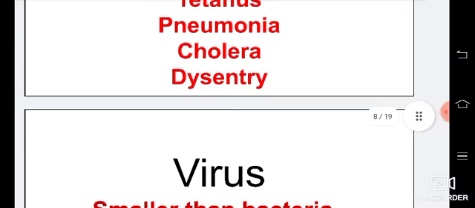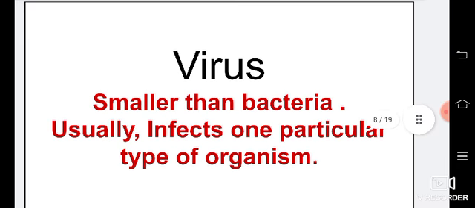Okay, next we'll move on to virus. Viruses are very small compared to bacteria. Bacteria itself we cannot see with our naked eye, but viruses are much smaller. They are like parasites in living inside cells, and they cause diseases. They are often named after the disease they cause. For example, polio. When the disease comes, we call that virus the polio virus.